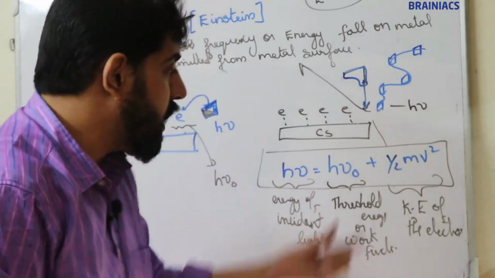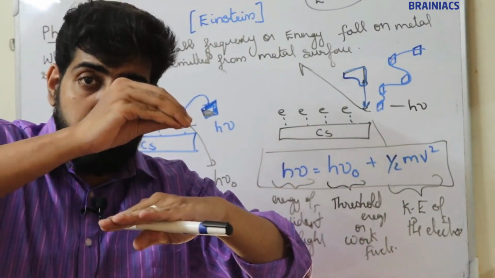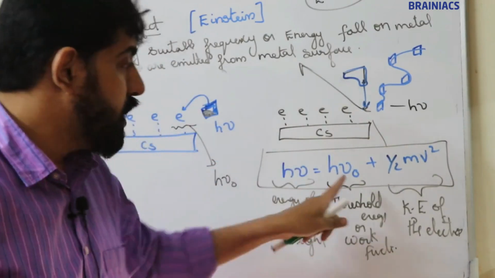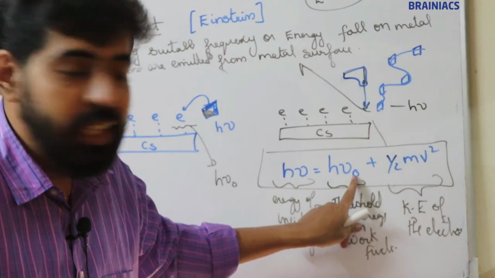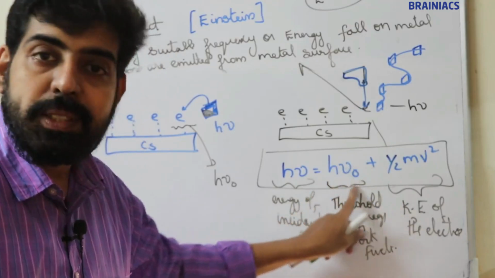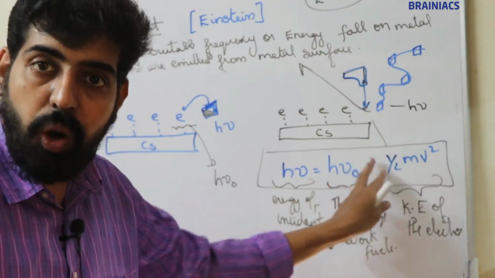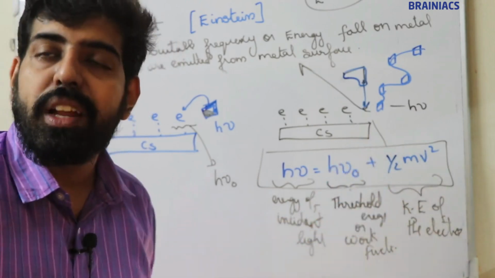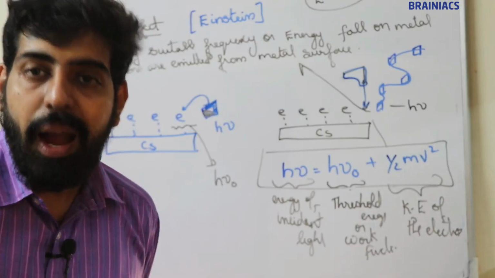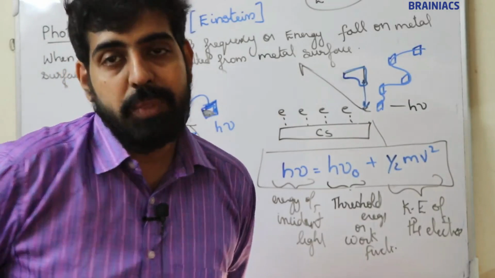So what is threshold energy? It is the minimum amount of energy required to remove an electron from the metal surface. I think it's clear. What is nu 0? Threshold frequency. h nu 0 is threshold energy or work function. Nu 0 is known as threshold frequency. This is how Einstein explained the photoelectric effect by using Planck's quantum theory.